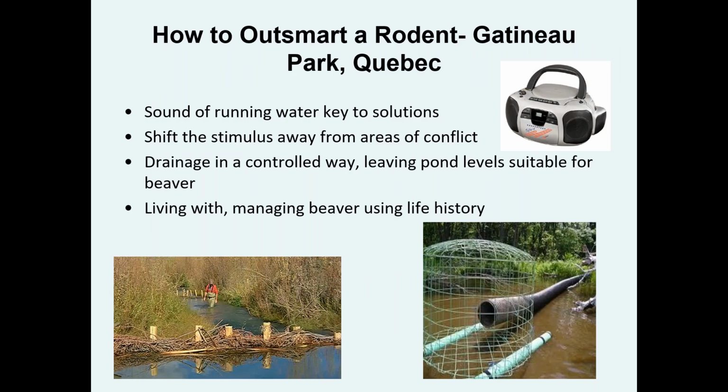He was, I think, one of the real reasons that we now better understand that beavers respond to running water, and that's a key part to the solutions in terms of coexistence: trying to shift the stimulus away from areas of conflict to areas that are undesirable, maybe not from a beaver perspective, but from ours, in terms of not worrying about where they cause dams or flooding. If we can use their innate behaviors and redirect them in a controlled way, that can be really effective.